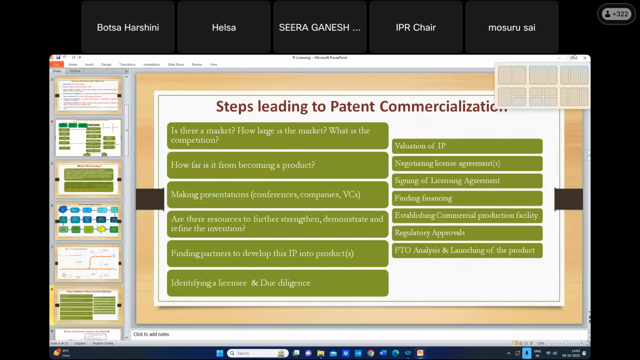like venture capitalists, banks, and all those things? Are there resources to further strengthen, demonstrate, refine the invention? Finding partners to develop this IP into products is very, very important. Identifying licensee, due diligence is very, very important. Valuation of IP is also very, very important. Before even licensing it, you should also understand how you value it.